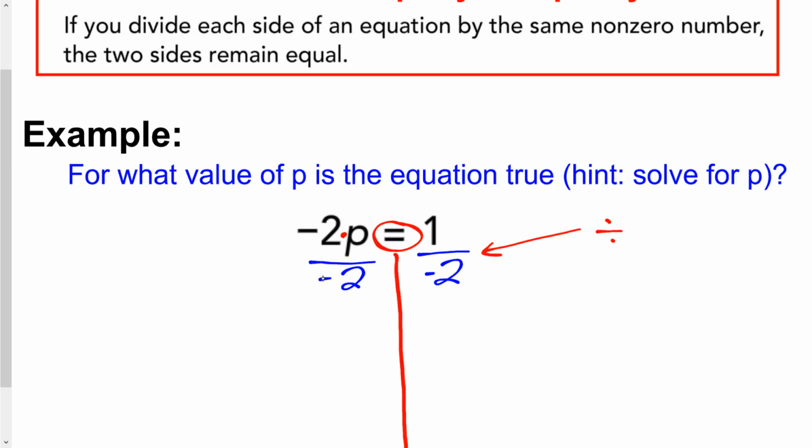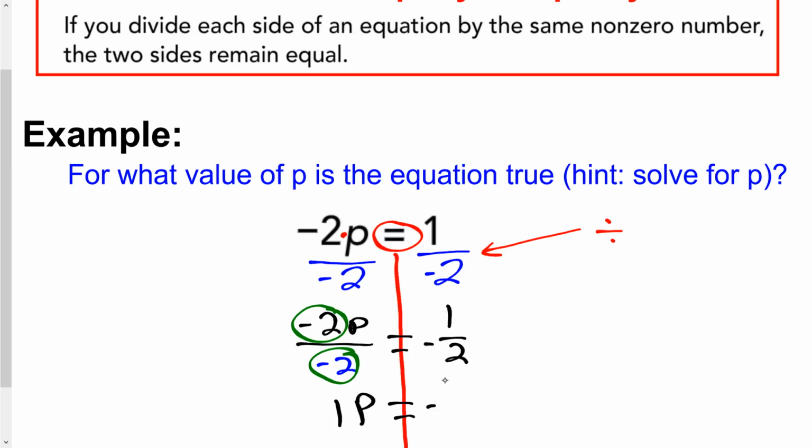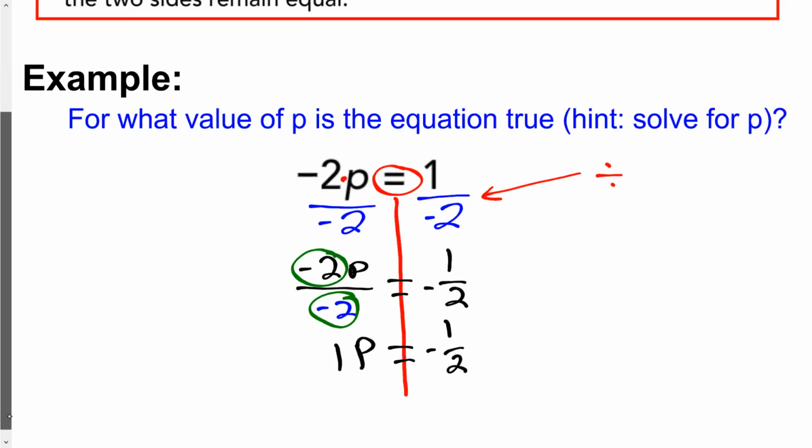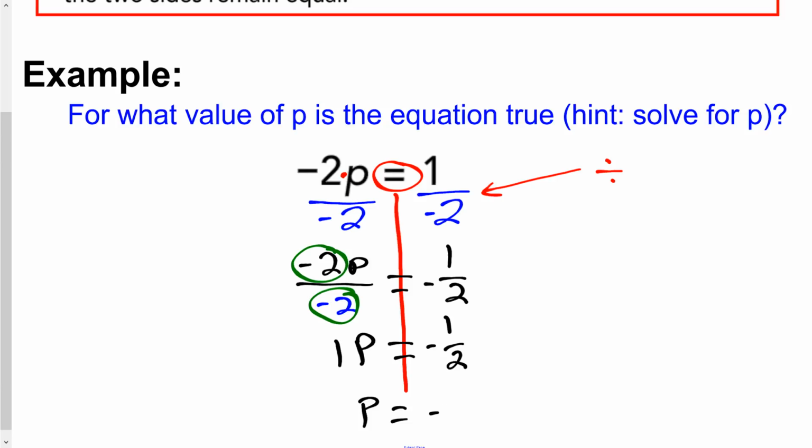So here on the left, I'm left with negative 2p, all divided by negative 2, equals 1 divided by negative 2, which is just a negative 1/2. And on the left here, negative 2 divided by negative 2, that's just 1. Bring down the p, equals negative 1/2. So p must be negative 1/2.